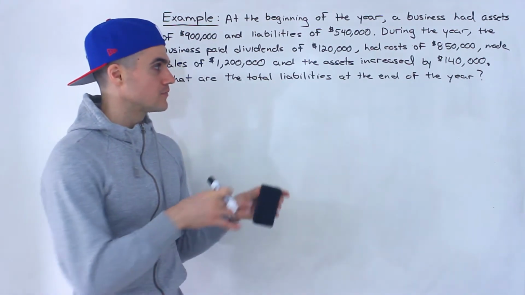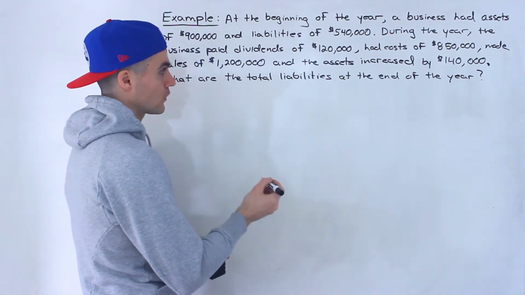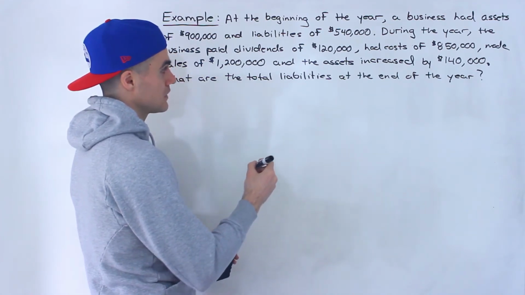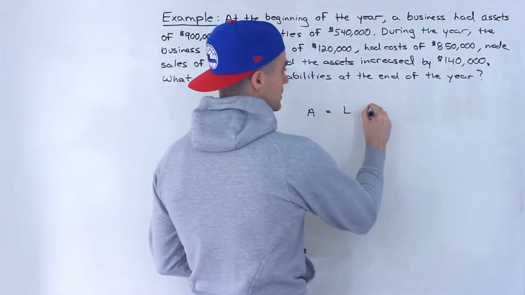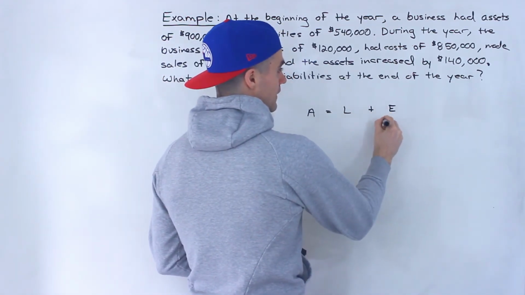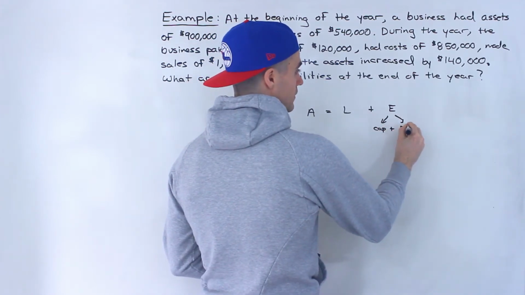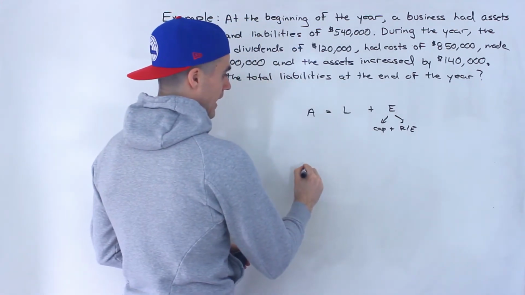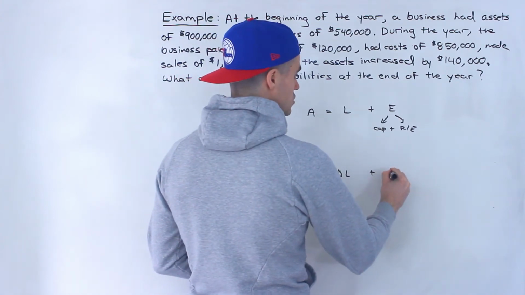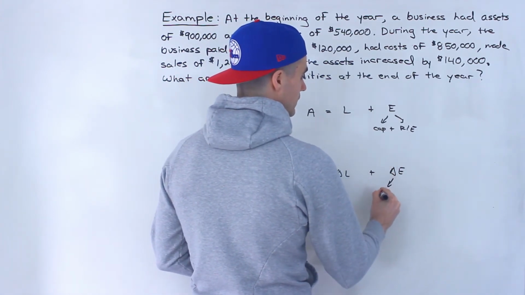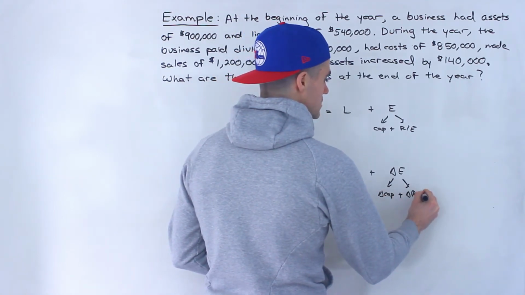So as usual, we're doing financial statement algebra here. I'm going to draw out the flow diagram that we've gone over previously in the video. So we're going to have the beginning balance sheet, which is assets equals liabilities plus equity. And that's going to be broken down into capital plus retained earnings. And then we're going to have a change in assets, which is going to be a change in liabilities plus a change in equity. And that's going to be broken down into change in capital plus change in retained earnings.